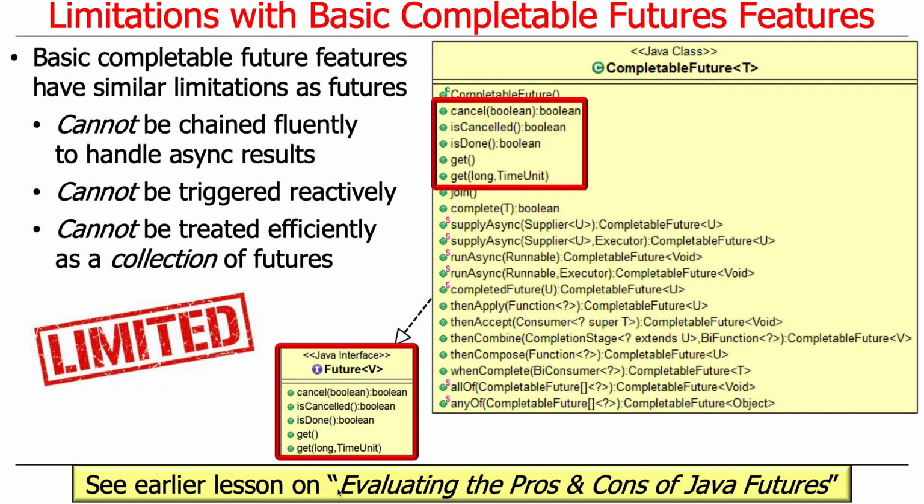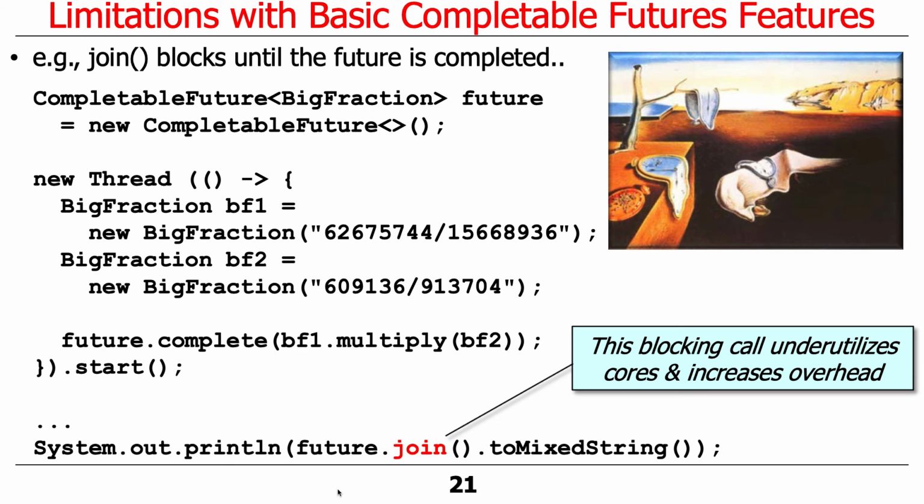The problems with the simple basic features of completable future are all the same as we saw before with good old vanilla classic Java futures. You can't chain things together fluently. You can't trigger these things reactively. And you can't handle a collection of futures using just this limited simple interface. And we still have the problem where join will block until the future is completed.